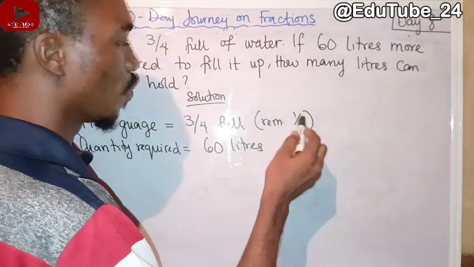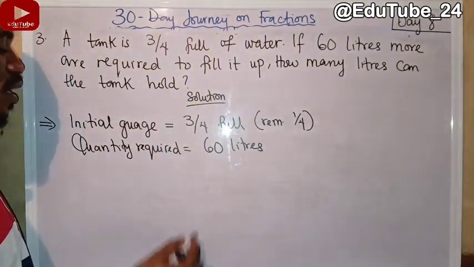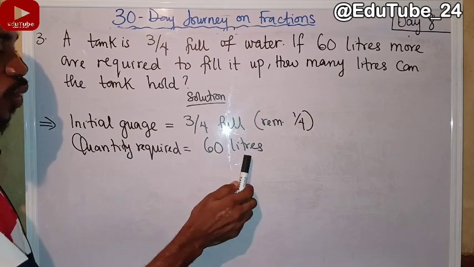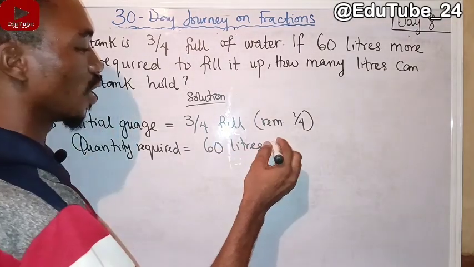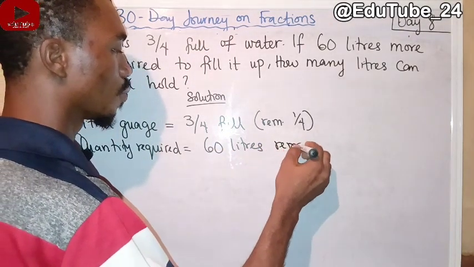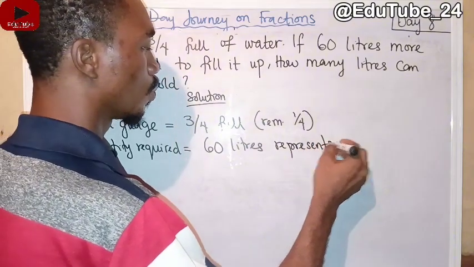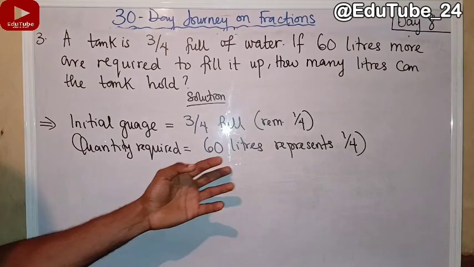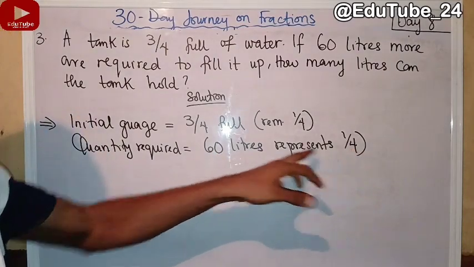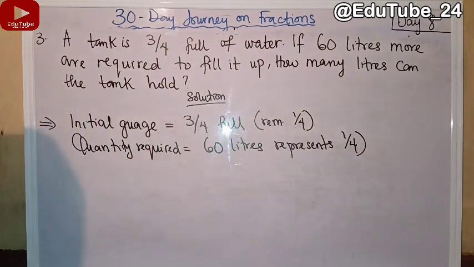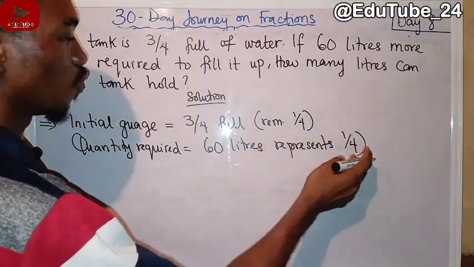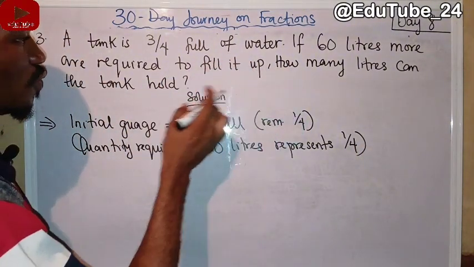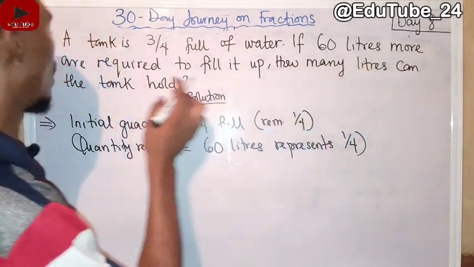So this 1 out of 4, or 1 over 4 that is remaining, is the equivalence of this 60 liters. So the quantity required to fill up the tank, I'm going to say 60 liters, represents 1 over 4 of the tank. So 60 liters represents 1 over 4 of the tank, which is what is required to fill up the tank. So if 60 liters represents 1 over 4 of the tank, then we move on to the last question, the main question of the problem. How many liters can the tank hold?